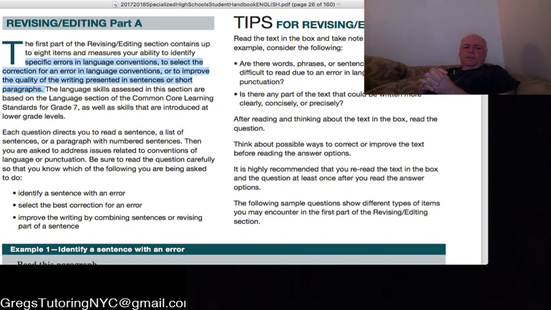So it says, again, you're going to be asked to address issues and conventions of language or punctuation. See, now they've added another thing in here. So identify the sentence with an error, select the best correction, and then improve the writing. There's a couple levels to this. This is different than the reading comprehension. In the reading comprehension, you have to read a passage.